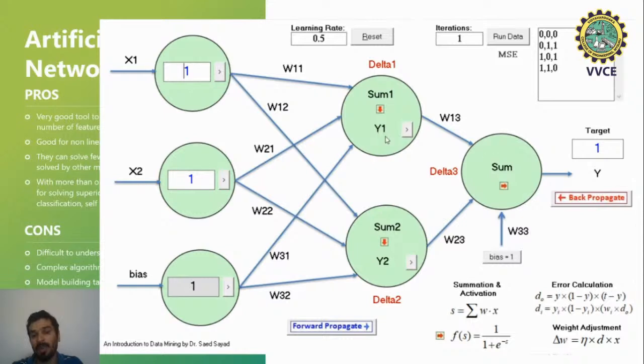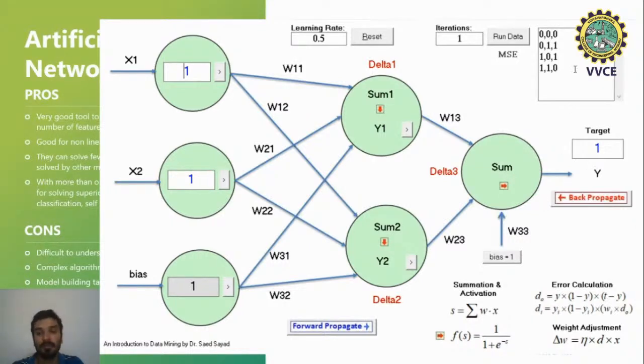For this, what happens is y1 into w13, plus y2 into w23, plus bias unit into w33, will be your input to this summation function here. And again from this you calculate your sigmoid function, or this logistic function, and the output will be your output.